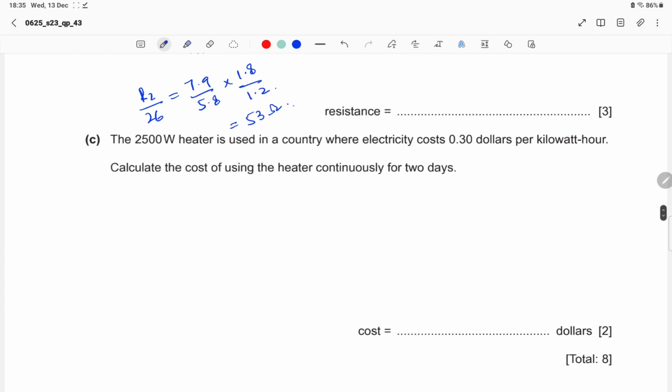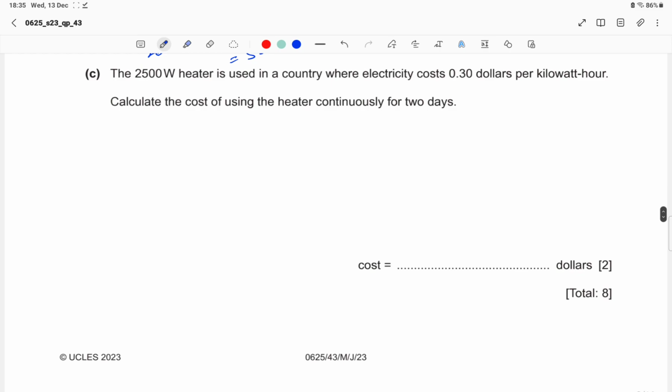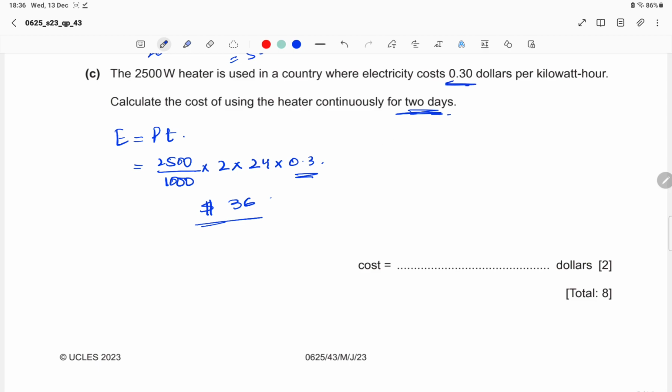The 2500 watt heater is used in a country where electricity costs $0.3 per kilowatt hour. Calculate the cost of using the heater continuously for 2 days. We know that energy equals power times time. Power is 2500 watts, so you have to convert it into kilowatts by dividing by 1000. For 2 days, it's 2 times 24 hours times 0.3, so it's going to be $36. This is the rate calculated from the question.